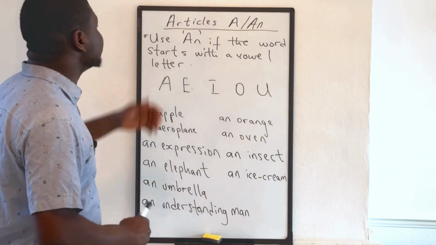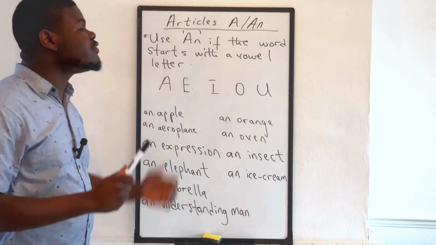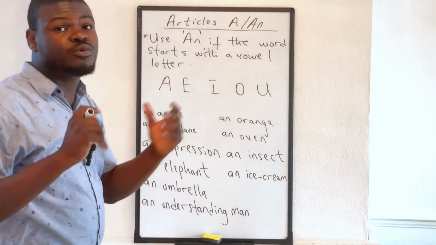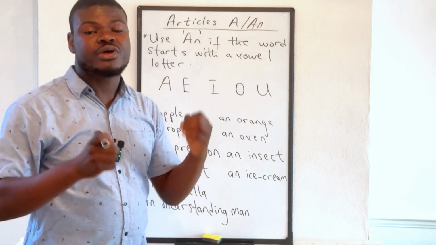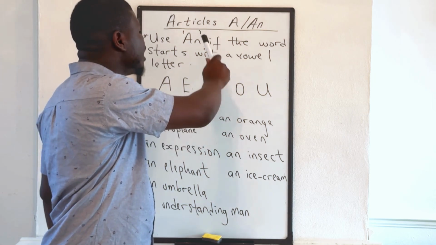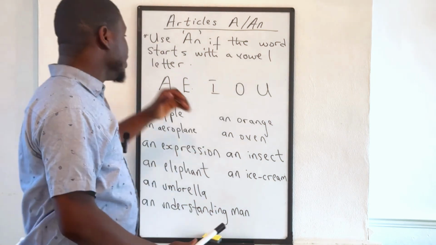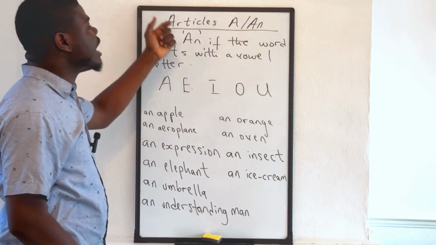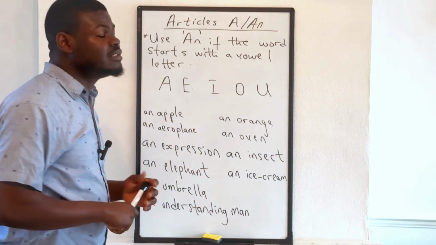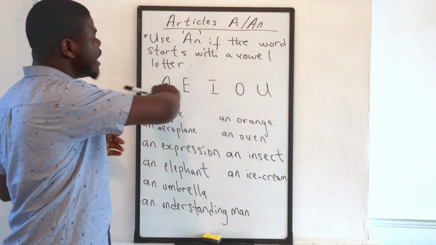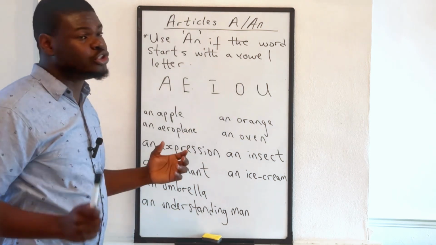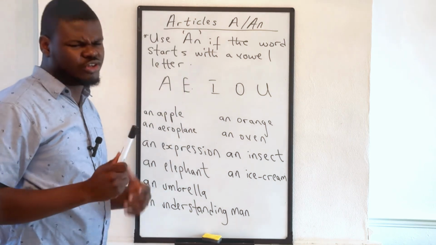So the first rule here says use an if the word starts with a vowel letter. That means that if any word at all begins with a vowel letter, these are your vowel letters: A, E, I, O, or U. What should you use? You should use an. So 90% of the time, if a word begins with the vowel letter A, E, I, O, or U, what you should use should be an. Do you understand that?